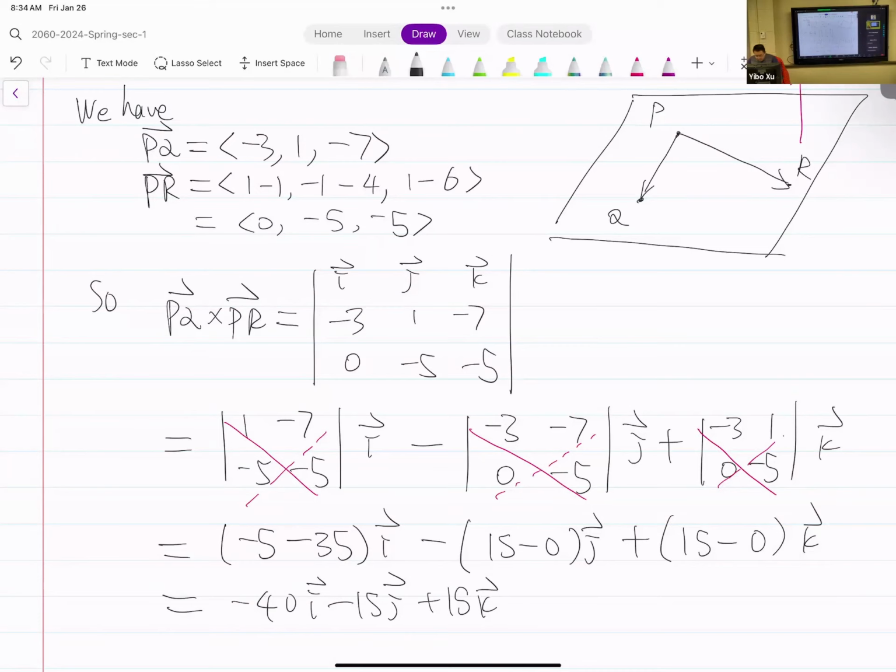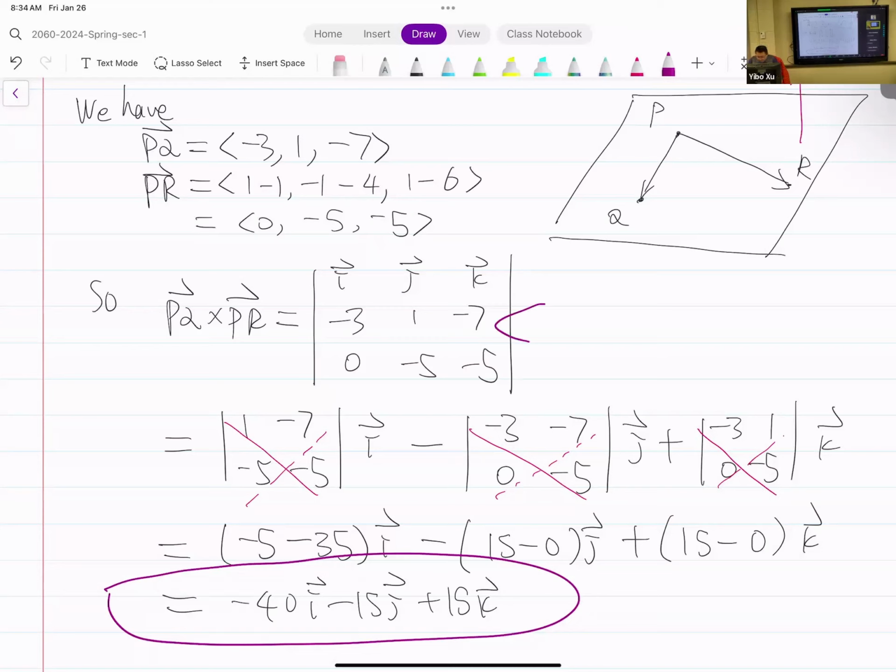Okay. So now once we get to this point, it's always nice that we check if this result is the vector that's perpendicular to both rows of your determinant. Because we are starting with those two vectors.